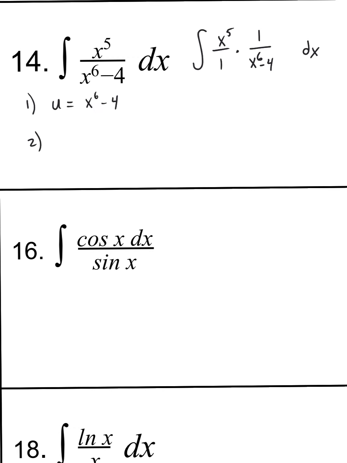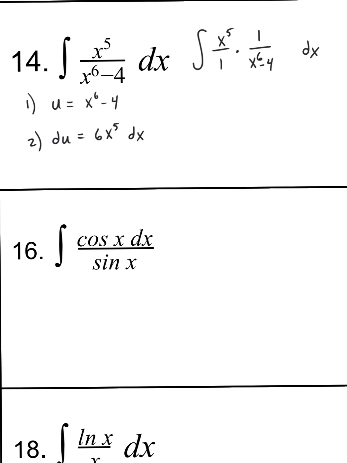The differential, step 2, u becomes du. We take the derivative here, which is 6x to the 5th, and we toss dx on the end. So again, u becomes du. The derivative of x to the 6th is 6x to the 5th. The derivative of negative 4 is 0, and then we throw dx on the end. Okay, now we're going to diagram.